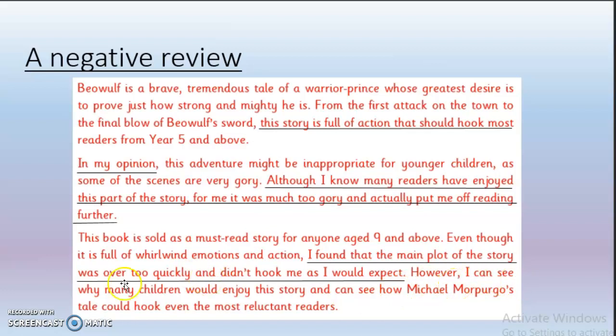However, I can see why many children would enjoy this story, and I can see how Michael Morpurgo's tale could hook even the most reluctant readers. Okay, so can you still see that although you're saying you didn't enjoy the book, some parts surprised you, you are still saying that actually you can appreciate that lots of people would enjoy it.